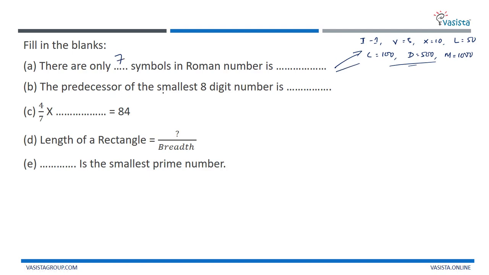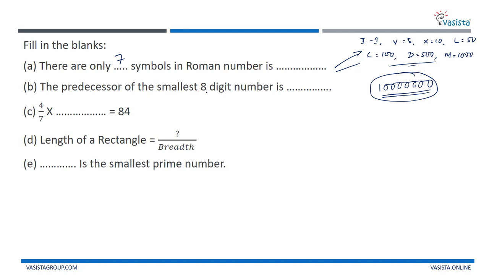The predecessor of the smallest 8-digit number is. So the smallest 8-digit number will be how much? Let us check this. This is 1 0 0 0 0 0 0 0, right? That is unit, tens, 100, 1000, 10,000, a lakh, 10 lakh, 1 crore.